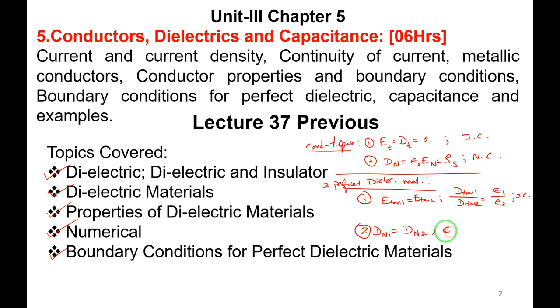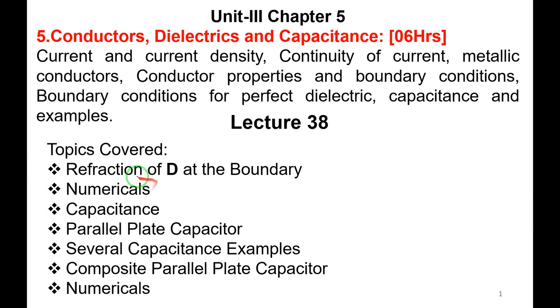Then what about D equal to epsilon E, right? Epsilon 1 En1 equal to epsilon 2 En2, right? This is the normal component. This we should be knowing, right? We have seen the derivation. Next, in today's lecture, we'll see the refraction of the electric flux density D at the boundary between two perfect dielectrics, then the numericals based on that. Then capacitance, parallel plate capacitor and several capacitance examples. If time permits, we'll see, or else we'll stop here, right?